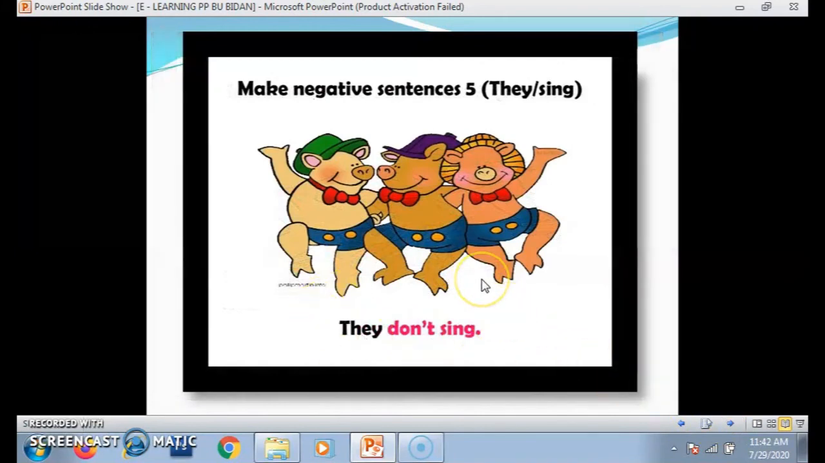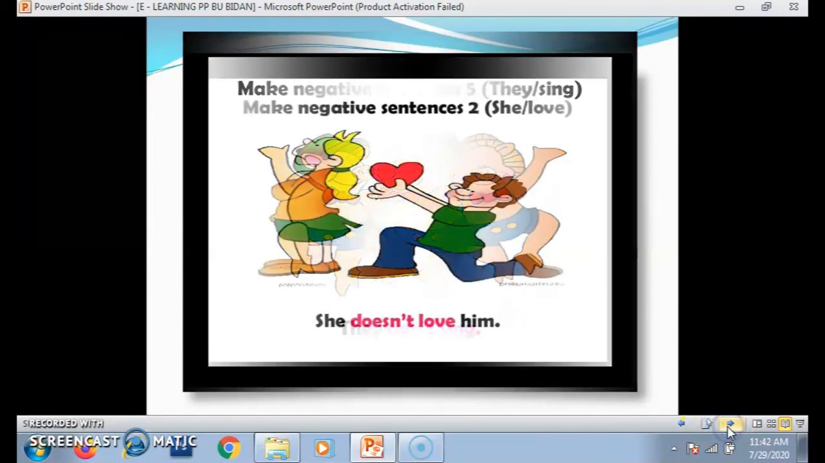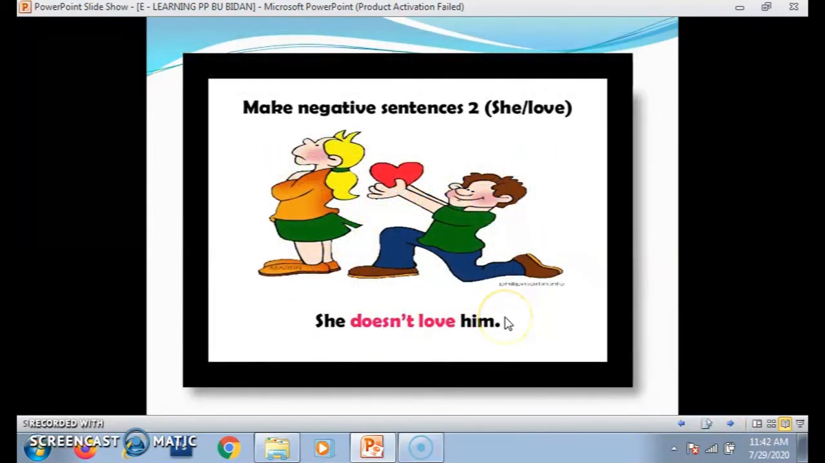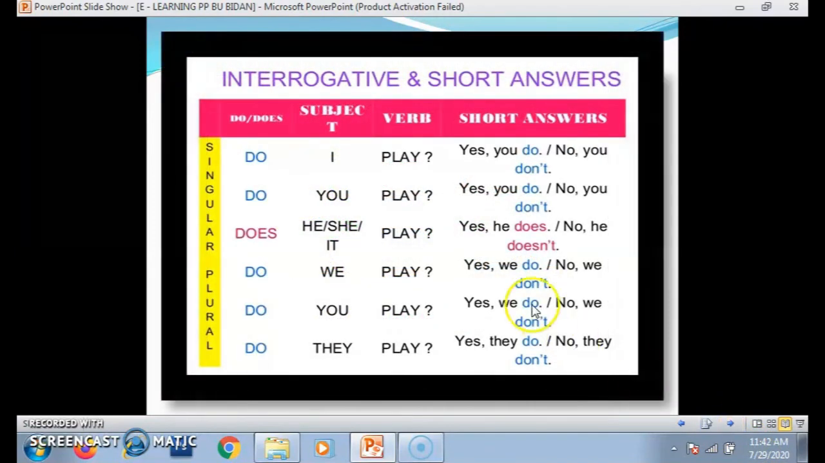What do you think about it? I think you can find some difference between the auxiliary do and does. I hope you can. So, what about these pictures? She, he, it, and I, you, we, they. What is the difference between them? Should you use does or do when you have subject she? Okay, go to interrogative and short answer.